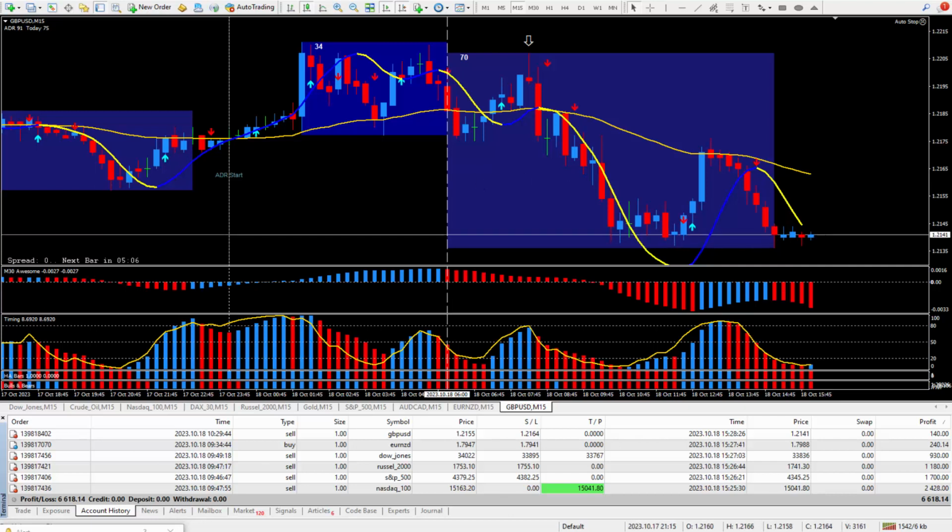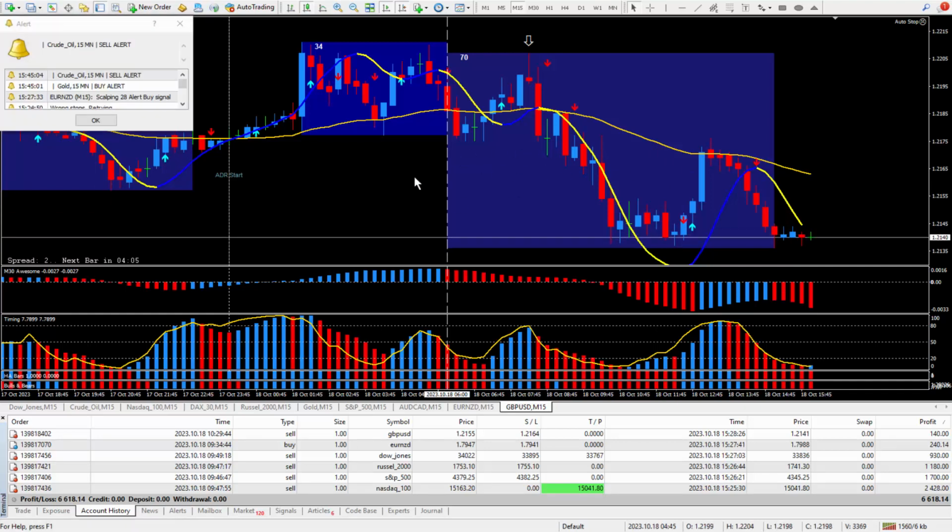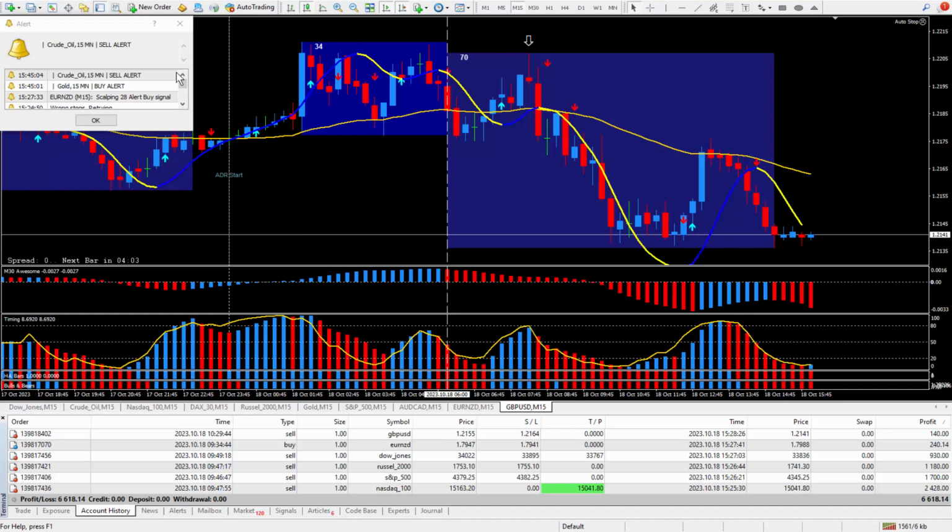This system uses two moving averages on top. One is the scalper and the other one, this is the goal line. It helps me to decide if the trend is up or down. Now you'll receive an audio alert and this pop-up box suggesting whether you should be buying or selling.